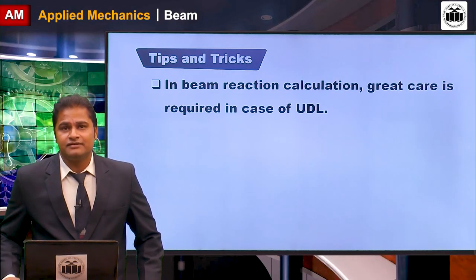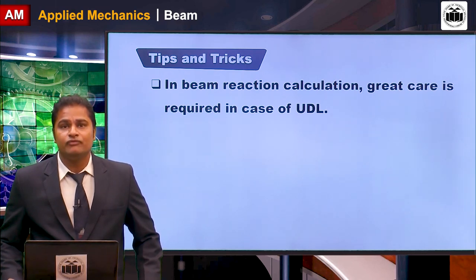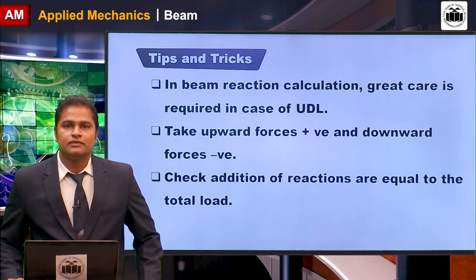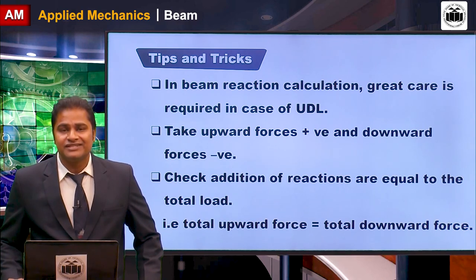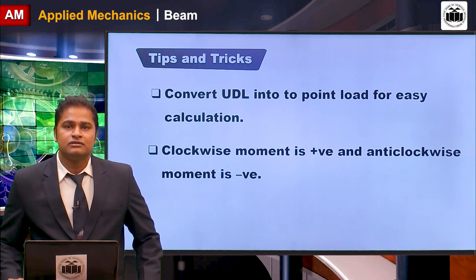Some tips and tricks in beam reaction calculation. Great care is required in case of UDL. Take upward forces positive and downward forces negative. Check that the addition of reactions is equal to the total load, that is, total upward force is equal to total downward force. Convert UDL into point load for easy calculation. Clockwise moment is positive and anticlockwise moment is negative.